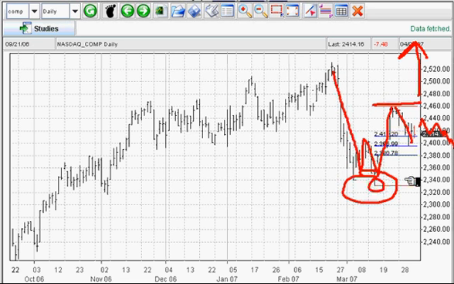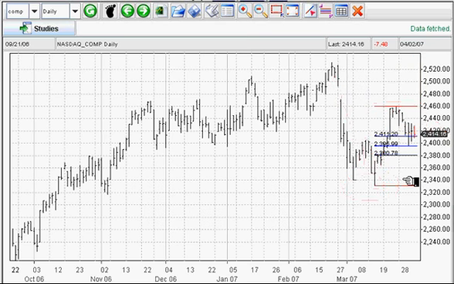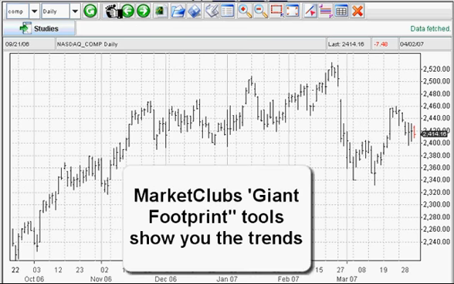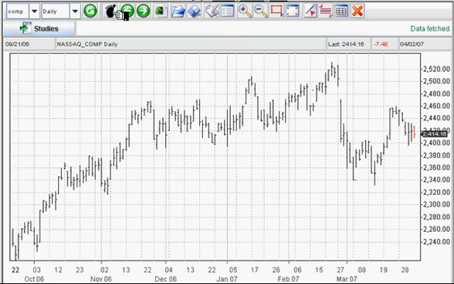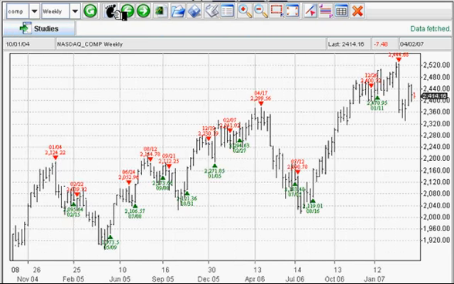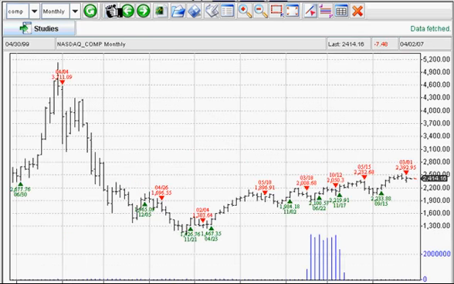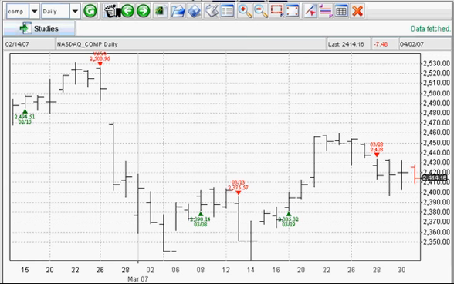So let's just take this off the screen, and I'm going to clear the screen as well here, and I'm going to put in our giant footprints. These are MarketCLUB giant footprints. These are tools to help you see where the trends are, the bigger trends. So just click on here, and this shows a weekly trend, and I'm going to step this through all the way till we get back to our daily trend.